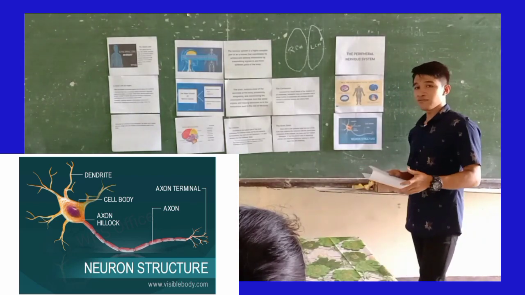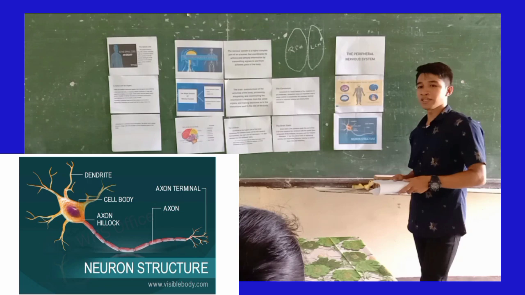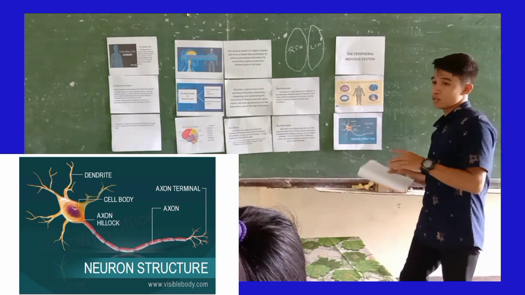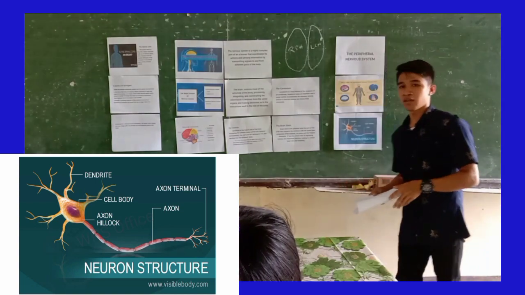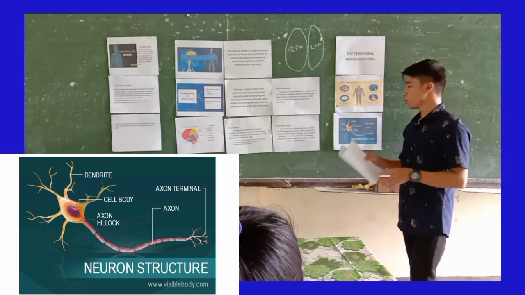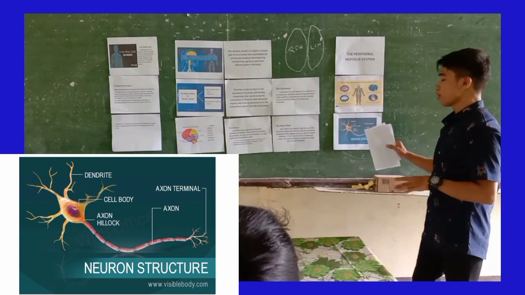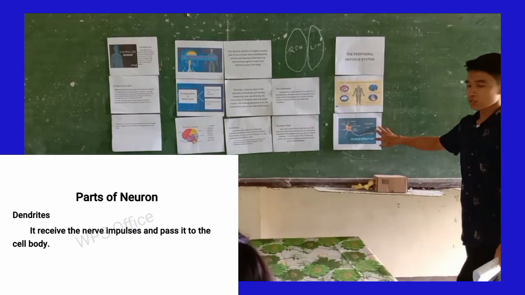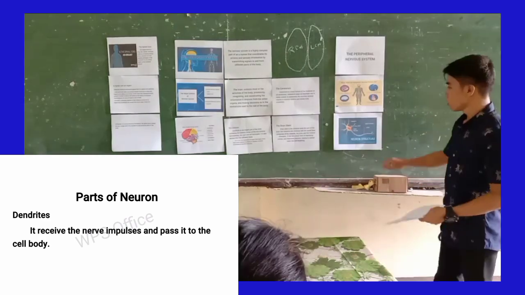The peripheral nervous system is made up of our neurons. It receives stimulus from the environment, then transmits it to the brain, then the brain will process it, and then the brain gives a response through the neurons. So we have the structure of a neuron.